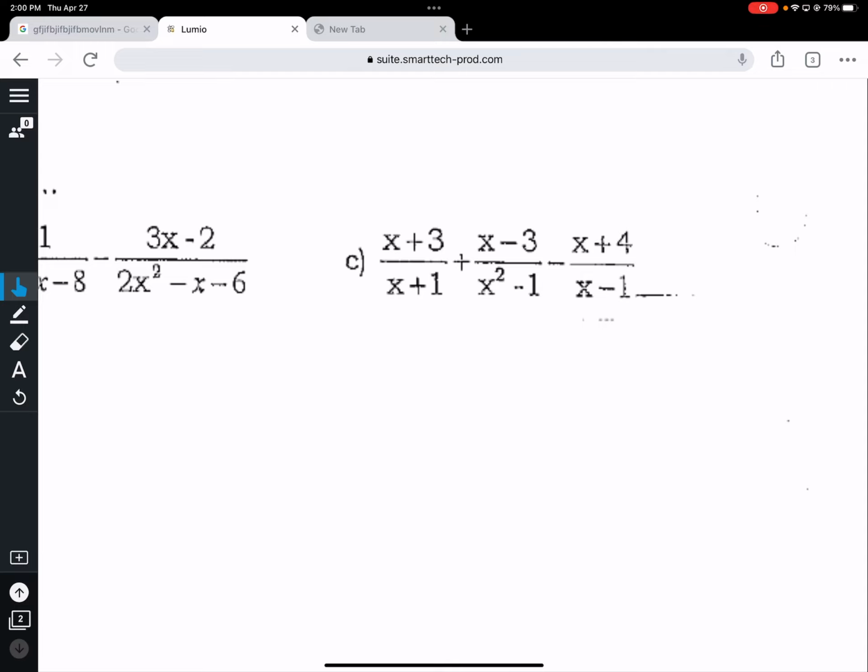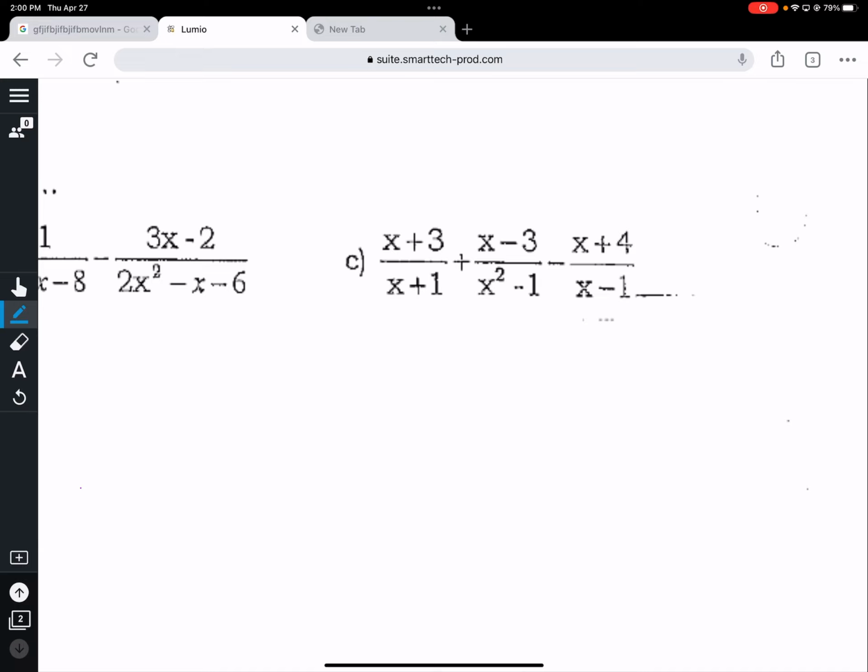So instead of B, what is the common denominator? Figure out what it would be for C. I have people that aren't even looking at the paper, so I'm not sure if they're with me or not.